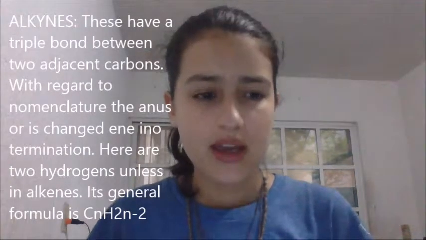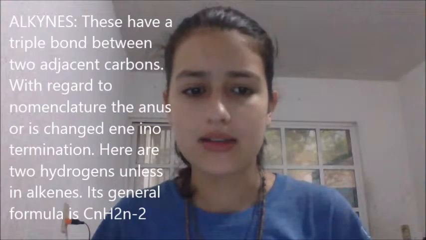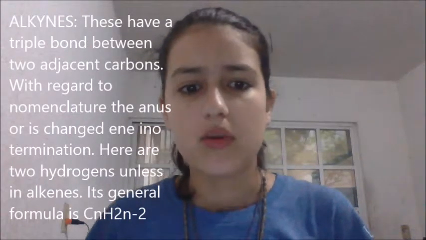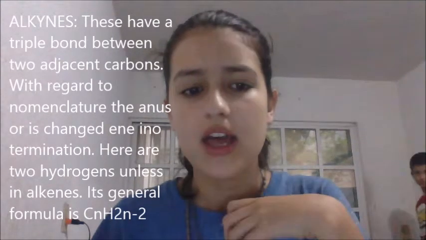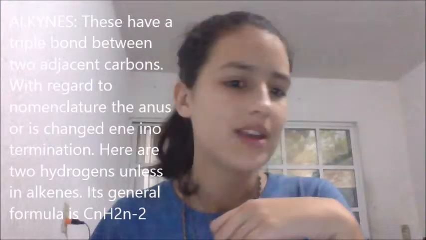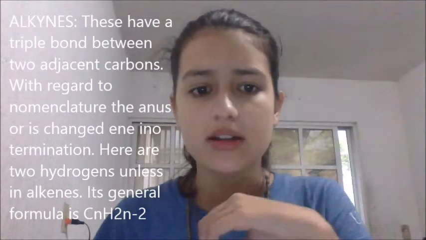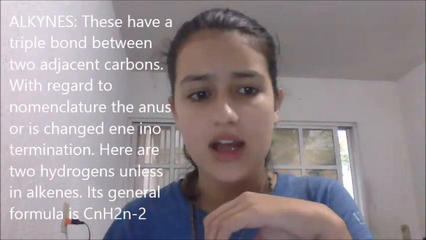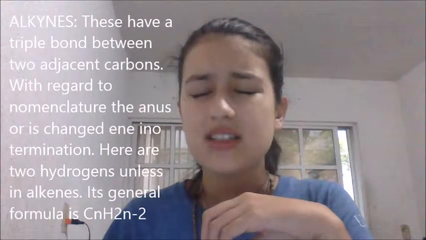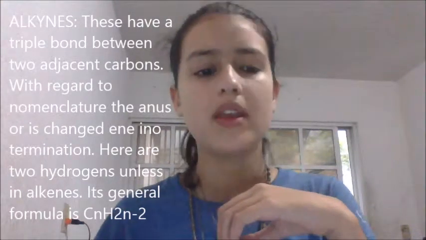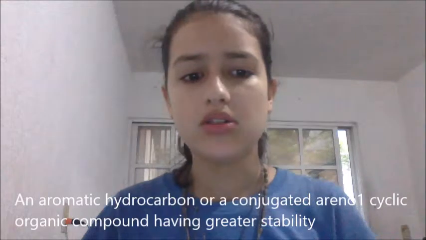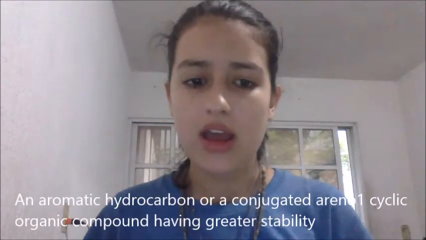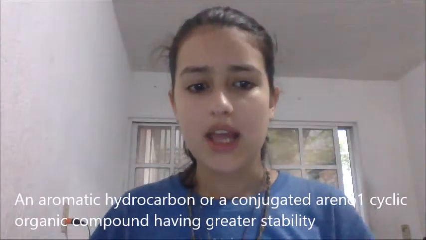And alkynes have a triple bond between two adjacent carbons, with respect to the molecule, the amount of hydrogens is two fewer than in alkenes. Its general formula is CnH2n minus 2. And aromatic hydrocarbon or conjugated arene is a cyclic organic compound having great stability, and that's it.